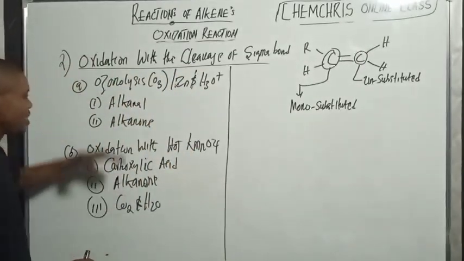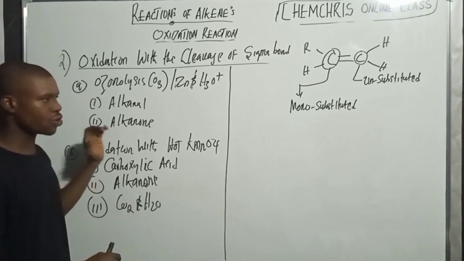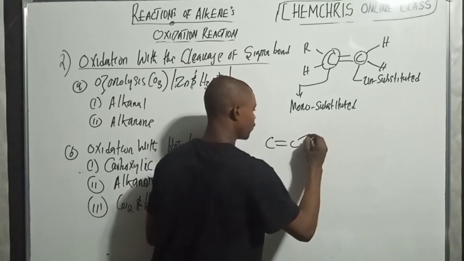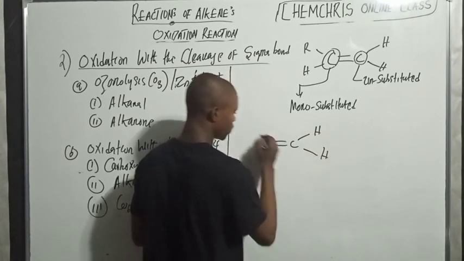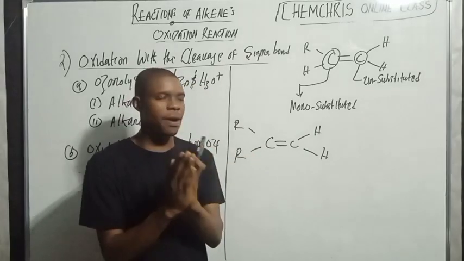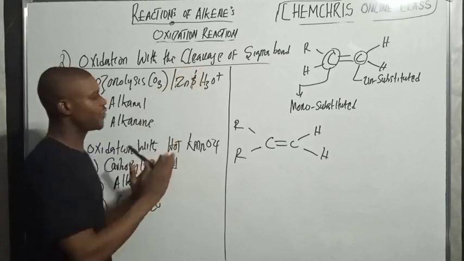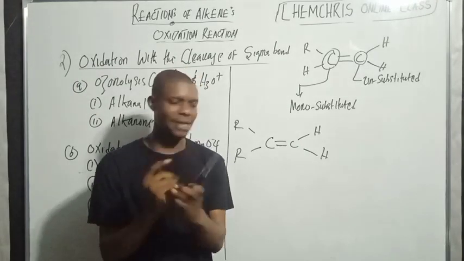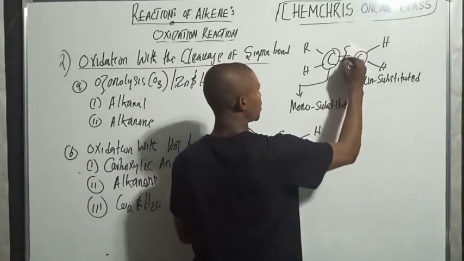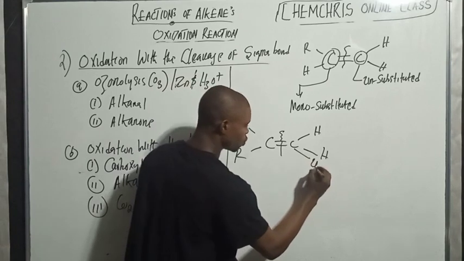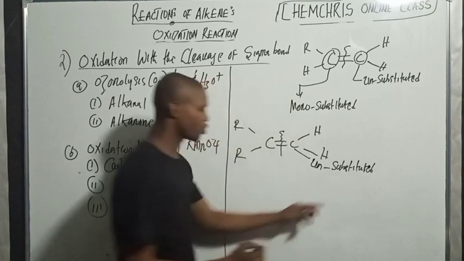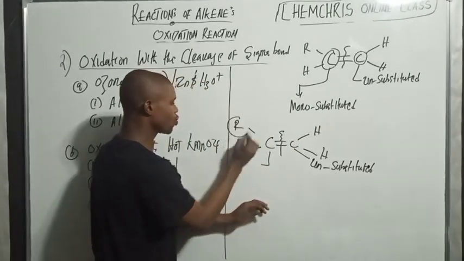This thing I'm explaining to you plays a vital role in determining the type of product you are going to get. Now, if for example here we have this one, remember we are talking about the cleavage of the sigma bond, that is, breaking of the sigma bond, right? So when you break this one here, you still break this one here. Now, this one is substituted.